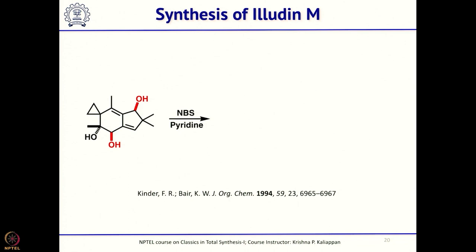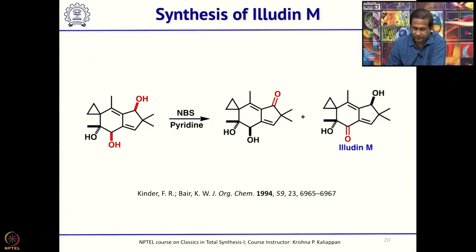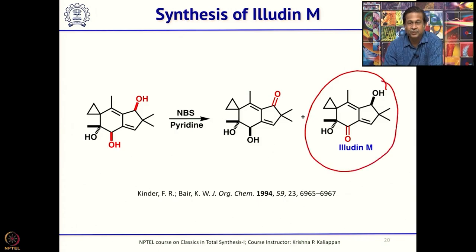However, when you try to oxidize this alcohol, you get Illudin M as the major product. The other one can be recycled. You can again reduce it, and you get the dihydroxy compound.